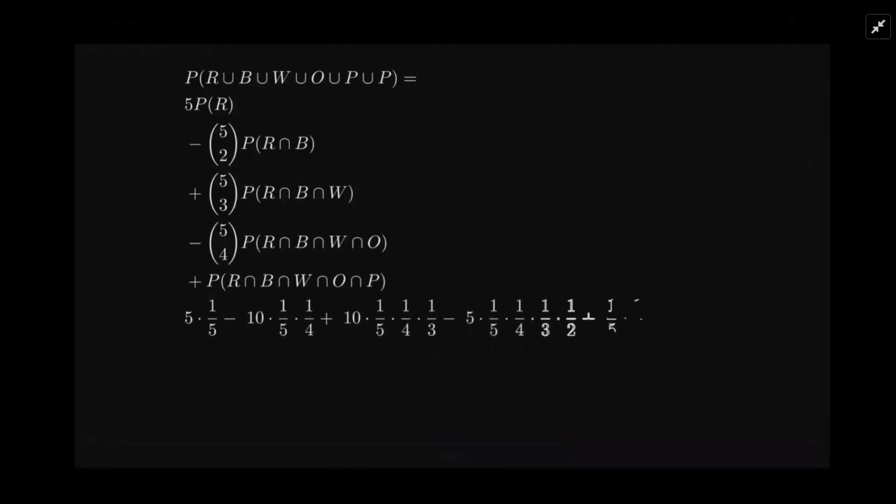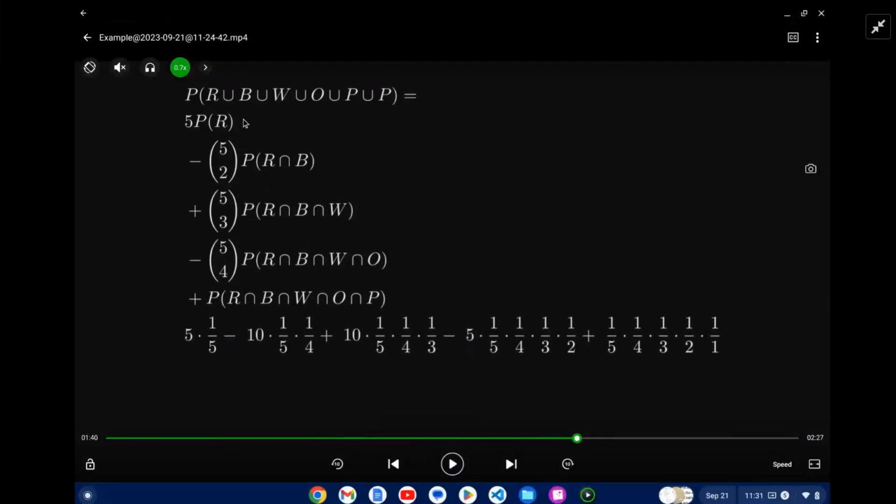Here are the numbers. Each one is 1 over 5. The monkey picks up a ball, throws it in the box. One out of 5 chance he gets it right. It's just 5 times one of those. Then we have 5 choose 2, which is 10. So the first box is correct, 1 over 5. Second box correct, 1 over 4.